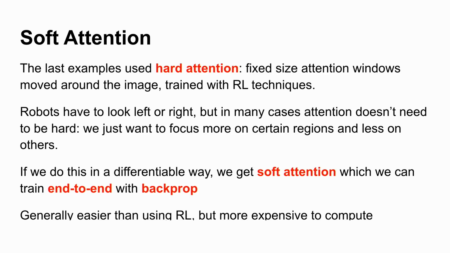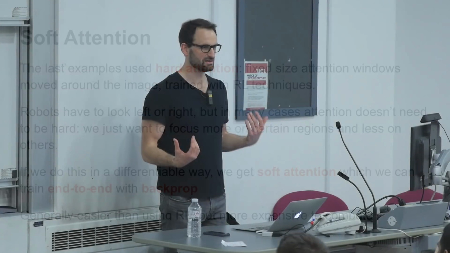But if you're just talking about processing an image where you have the entire image on your computer, that's not necessarily the case, right? The attention doesn't really need to be hard. We just want to focus more on some regions and less on others. So something in a way more like the implicit attention we saw earlier. And if you do this in a differentiable way, what you end up with is what we call soft attention. The point there is that soft attention can be trained end-to-end with backprop. You can train it just like a normal system. And generally, this is a lot easier than using RL. But on the downside, it can be more expensive to compute, because typically, with soft attention, rather than selectively taking some little chunk of the image and throwing away the rest, you're still processing the whole.